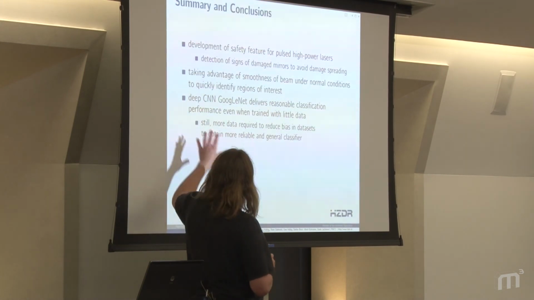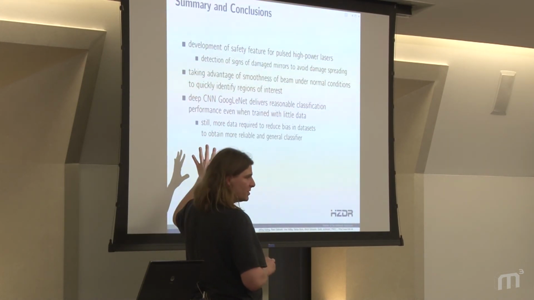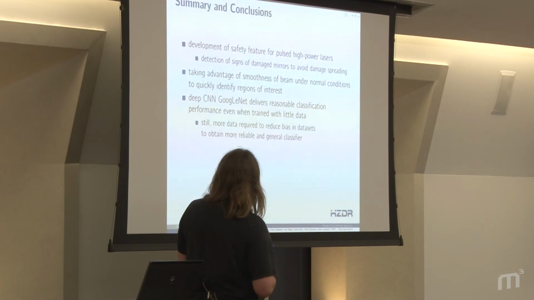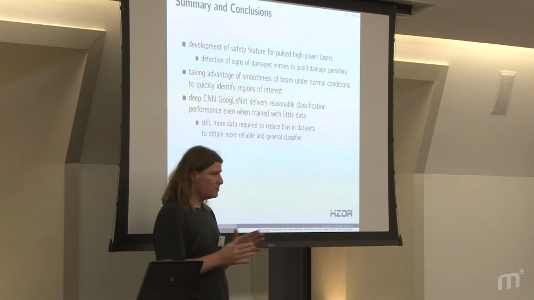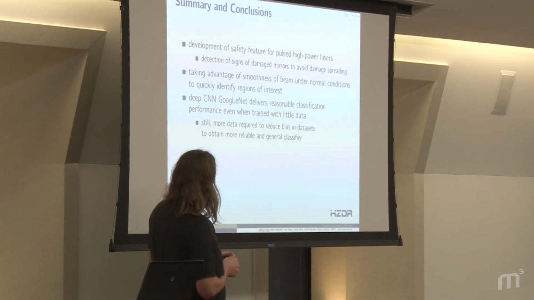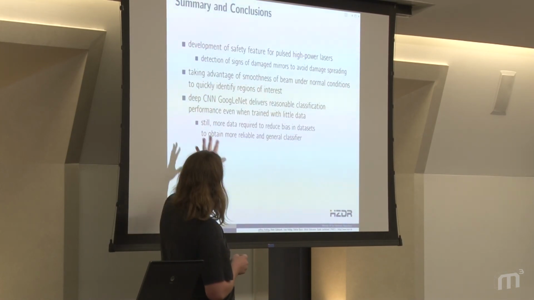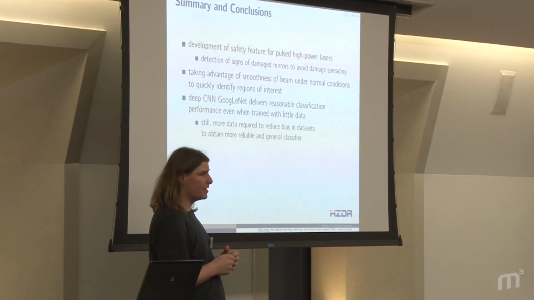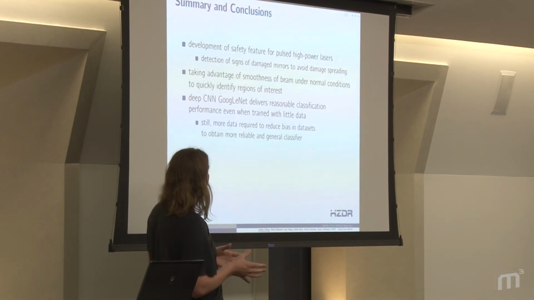So we basically use the physical properties of the system to do this because of the data we had available. And this takes advantage of the smoothness of the beam, which it should have during operation. This way we could quickly identify these candidate regions. That's really the take-home message of this talk.